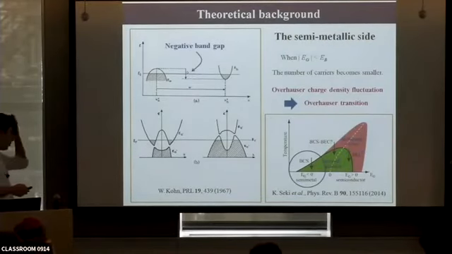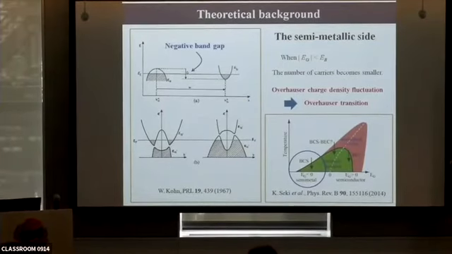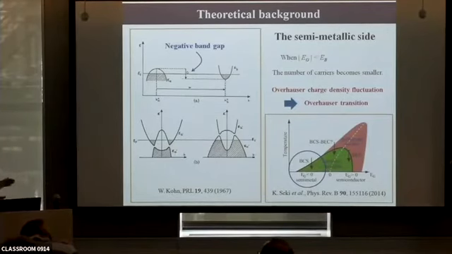This excitonic insulator could also be realized in a semi-metallic system. On the semi-metallic side, the band gap is simply replaced with a negative band gap. Again, when the band gap is smaller than the exciton binding energy, excitonic instability happens. In this case, the number of charge carriers becomes smaller, and charge density fluctuation happens, which triggers the excitonic transition. However, the excitonic condensation is somewhat different from the insulating side. On the insulating side, the exciton condensation follows Bose-Einstein condensation, but on the semi-metallic side, it follows BCS-type condensation.